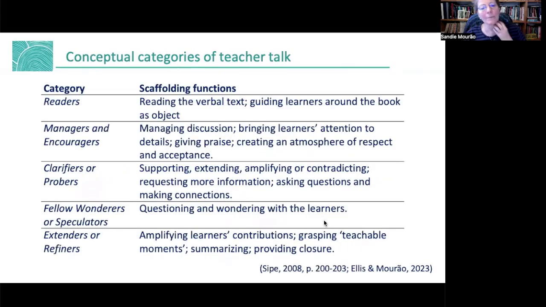Okay, and so what's our role in all this then? Well, our scaffolding functions have been outlined by Lawrence very nicely. There are 5 scaffolding categories here, where as readers we read the verbal text, and we also guide the learners around the book as object. So we read both the visual and the verbal. And we're managers and encouragers. So we manage discussion, we bring their attention to details, we give praise, and we also create an atmosphere of respect and acceptance among the children, so that whatever we say is okay.